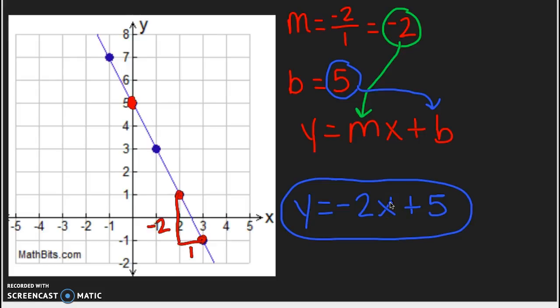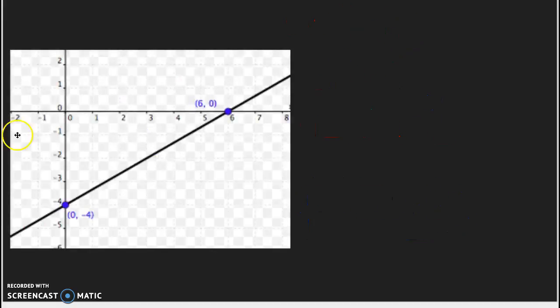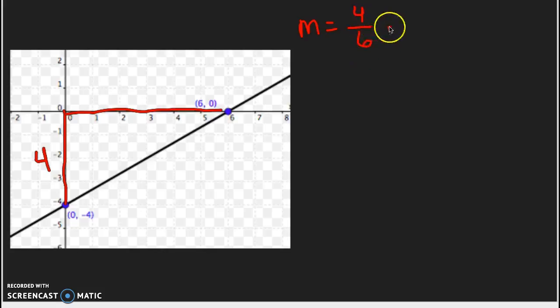All right, let's look at one more here. All right, here, let's figure out what our slope is. Okay, so if I start at this point down here, I am going to rise 1, 2, 3, 4, and I went up, so it's a positive 4. And I'm going to run 1, 2, 3, 4, 5, 6, and I went to the right, so that's positive. Now you can simplify 4/6, divide them both by 2, and you get 2/3. So my slope on this line is going to be 2/3.